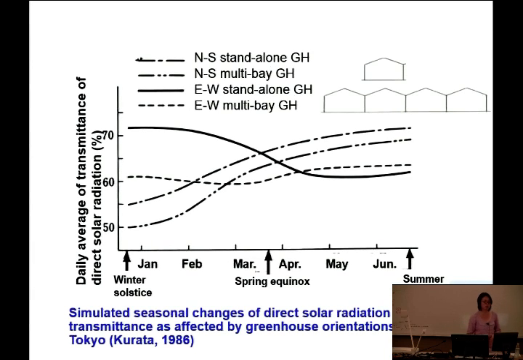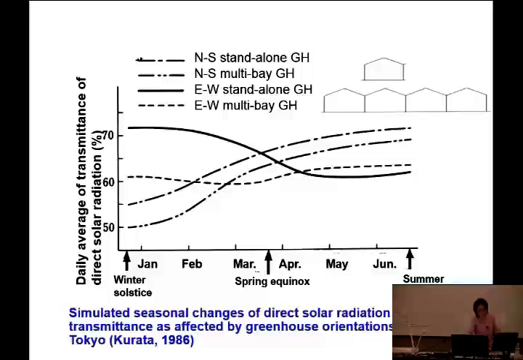It's north-south oriented, sort of. It's tilted a little bit, about 17 degrees, but it's sort of north-south. It's not exactly north-south. So why? I'm going to get that question because it's quite important. This one shows the seasonal change relative to the orientation of the greenhouse, and also whether it is a single standalone greenhouse or multi-bay.